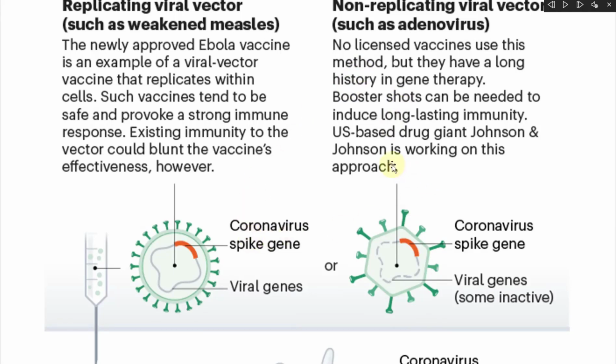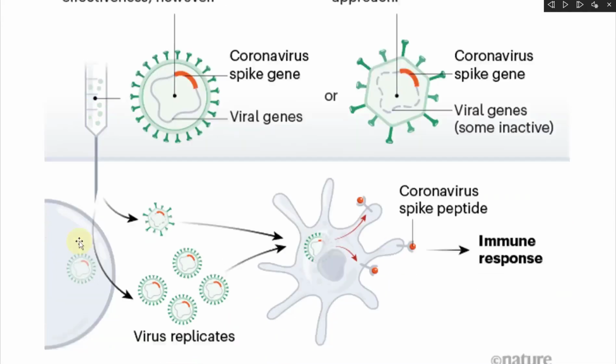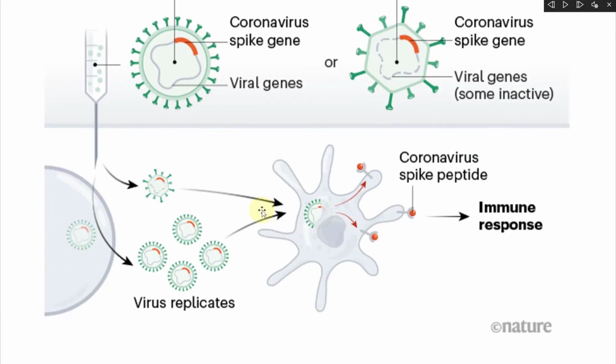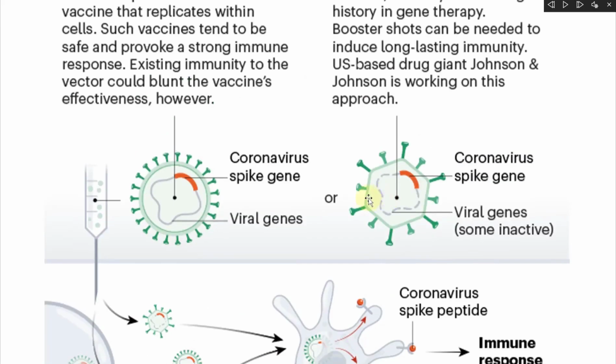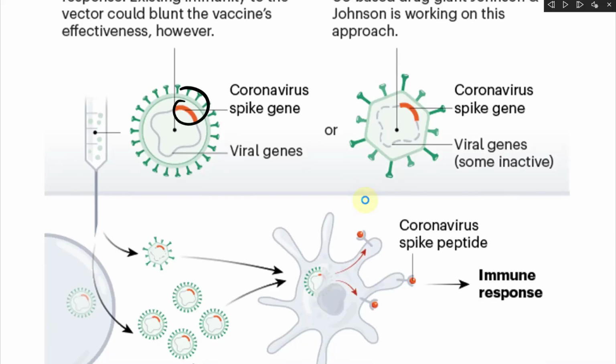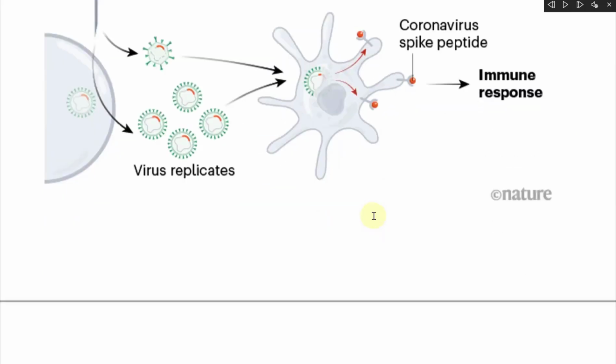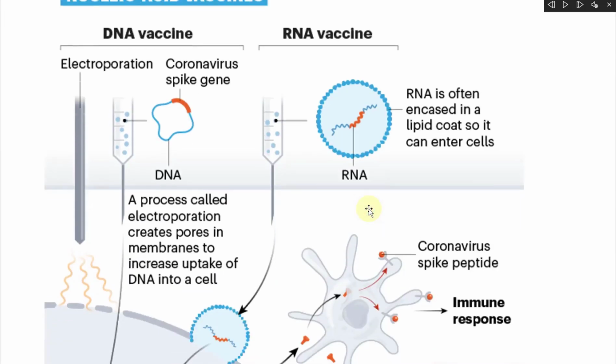In both of these cases, when you inject it in, the virus replicates in this case, but in this one, it wouldn't replicate. Then the antigen presenting cell engulfs these, and puts the coronavirus peptides, in this case the spike peptides, a specific one that you want recognized, on here. Then you get the immune response, and that presents it to the T and B cells. They look at it and memorize it for the future.